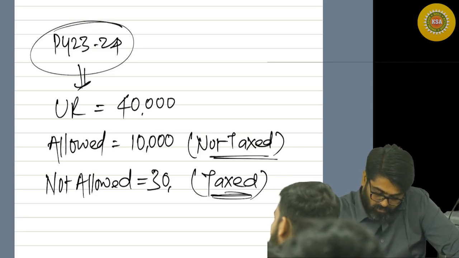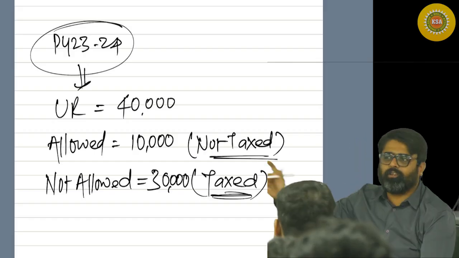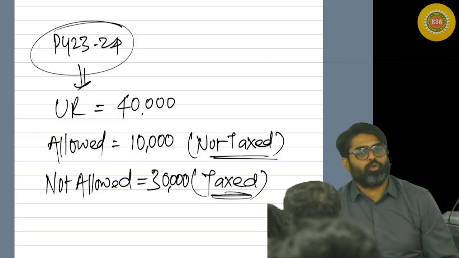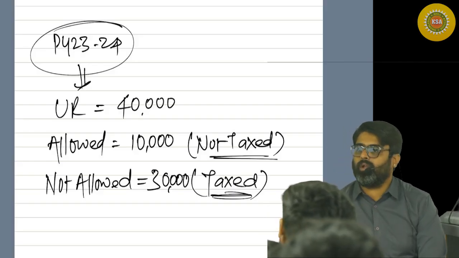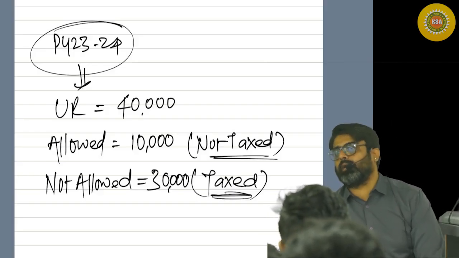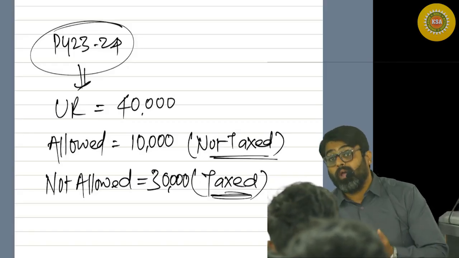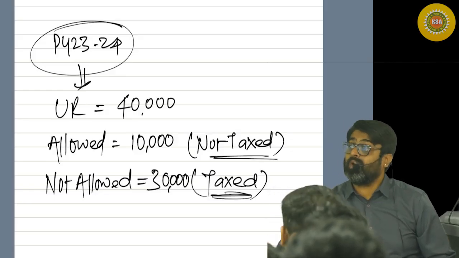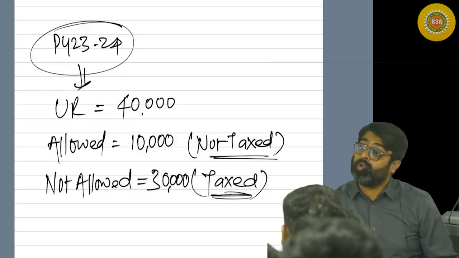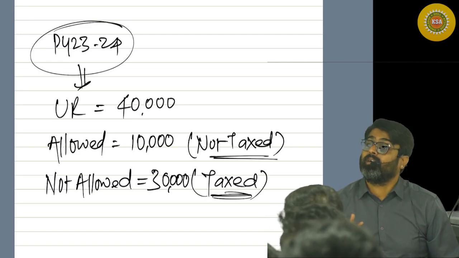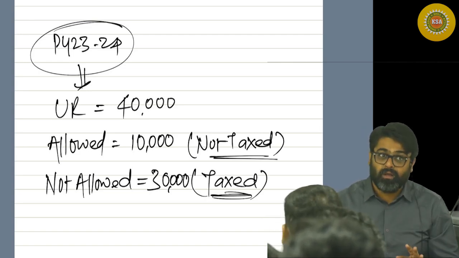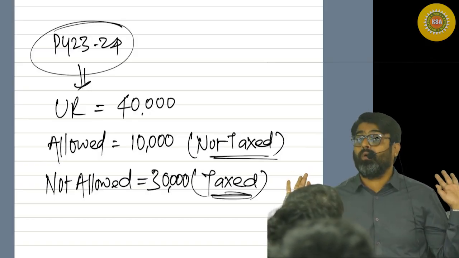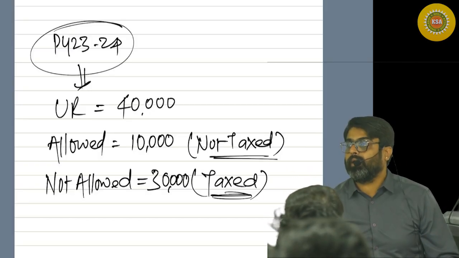10,000 not allowed. Possible, this is possible. Unrealized rent was 40, so you wanted that 40 to be allowed. But the department allowed only 10, saying that 30 you could have recovered, but you did not put in efforts, so 30 was not received. If you would have taken legal actions and all, you could have easily recovered 30. But since you did not put in efforts, you could not recover 30. So we are not going to allow the full 40, we are going to allow only 10, 30 we will not allow.